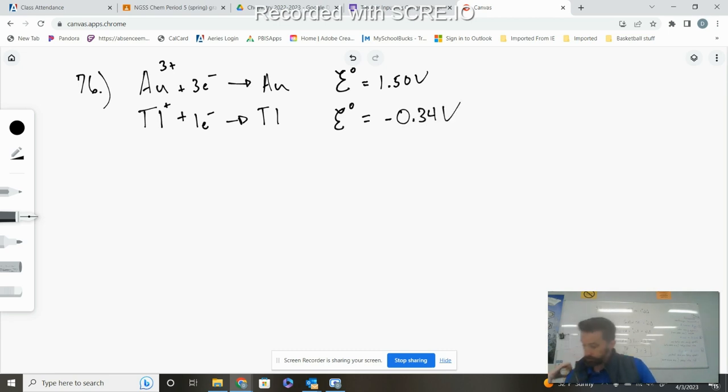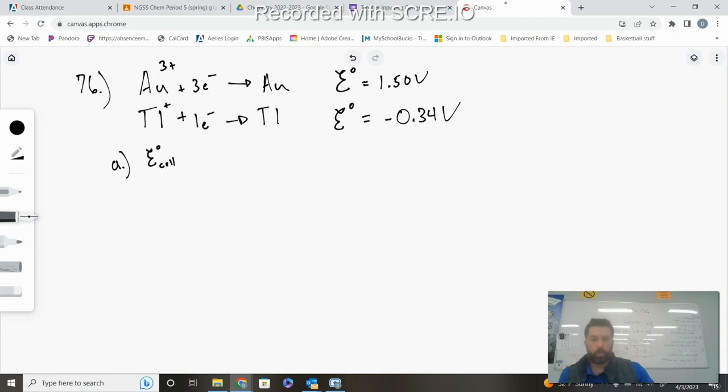Okay. So it wants you to figure out what your standard cell potential is, delta G naught, and KEQ for the reaction at 25 degrees Celsius. And then it also asks you to calculate the cell potential if the concentrations are different than standard conditions. So let's go ahead and do that. Let's do part A first. So part A, we want our standard cell potential.